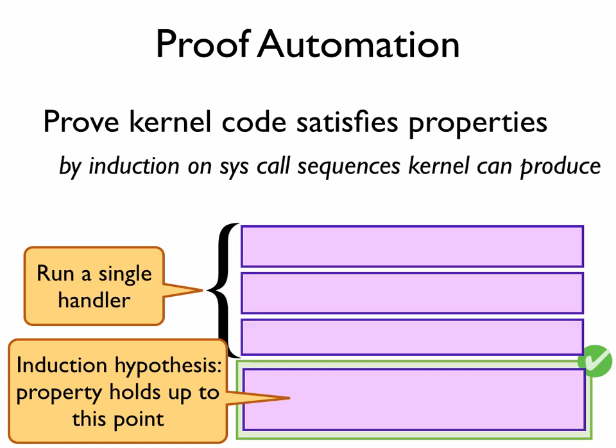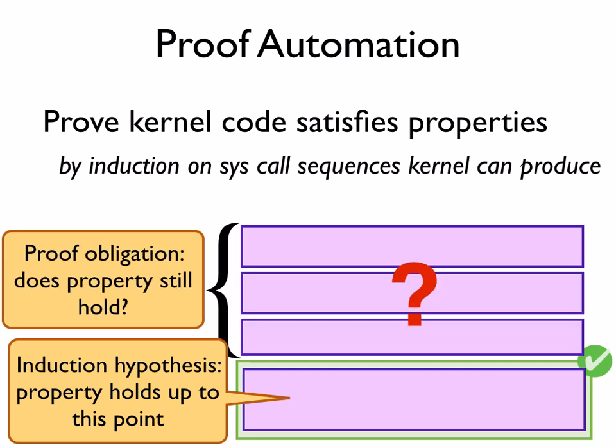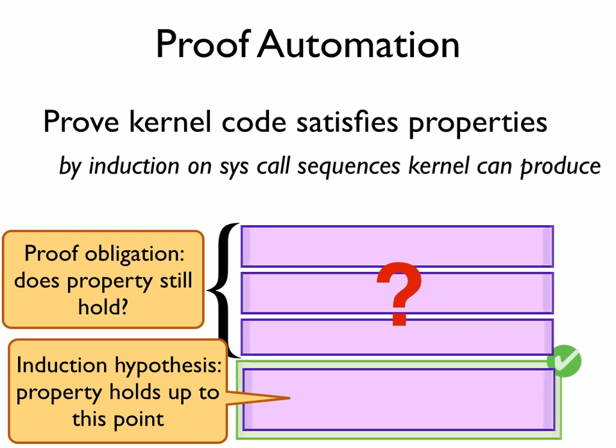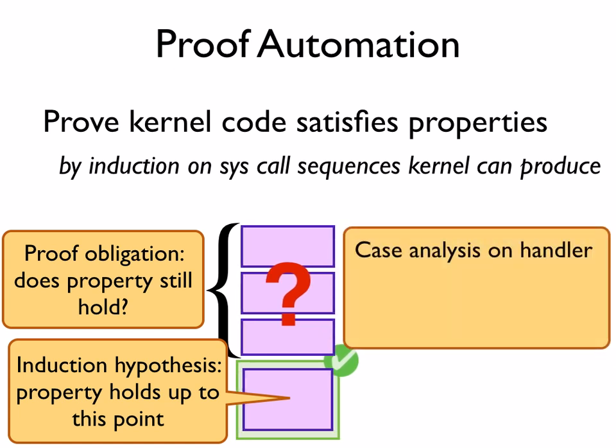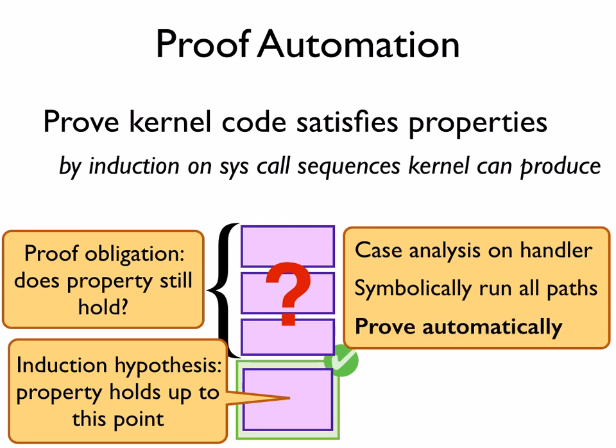And then a single handler is run, and the automation must prove that the user-provided property still holds after this single handler was run. And how does the automation do so? Well, it first performs case analysis on which handler was run, and then for each possible handler, the automation symbolically executes all possible paths through that handler, and for all possible paths, the automation attempts to prove that the user-provided property still holds.